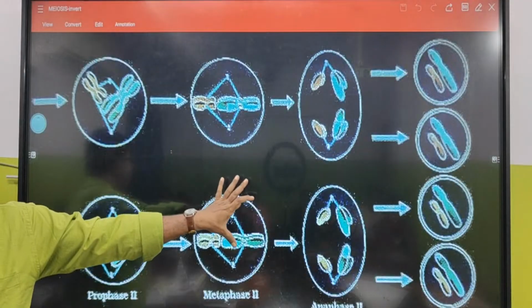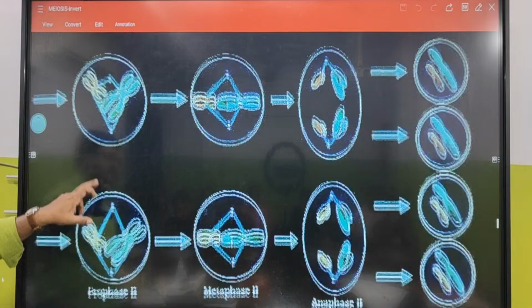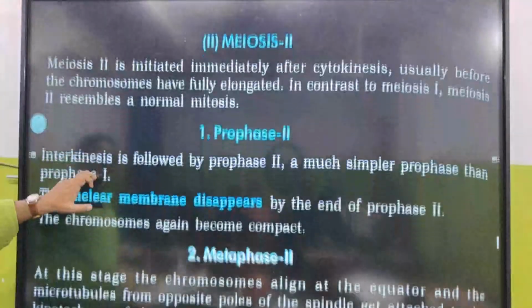This particular process we have seen in spermatogenesis. Okay.